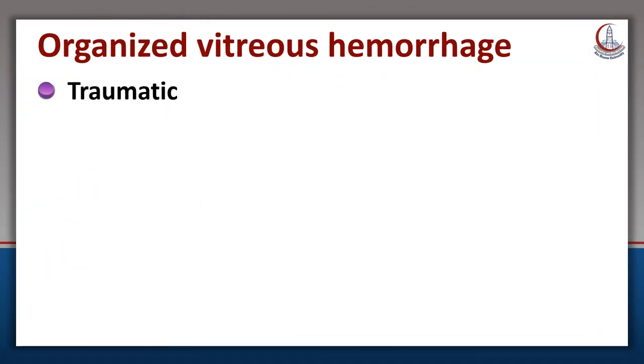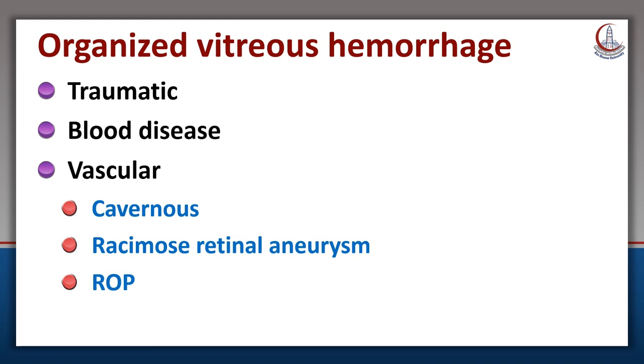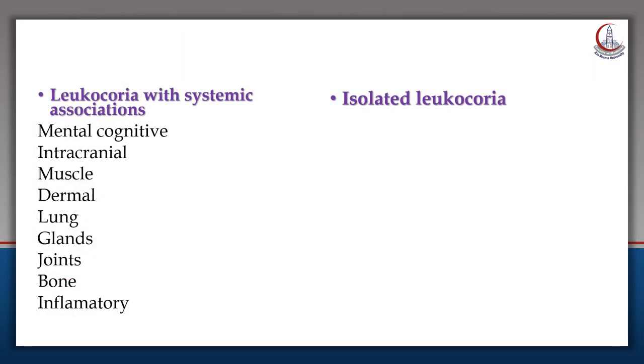Also, we said leukocoria can be caused by organized vitreous hemorrhage. This organization may be traumatic, may be a blood disease, bleeding tendency, may be leukemia, lymphoma, or may be a vascular lesion of the retina like cavernous hemangioma, racemose retinal aneurysm, retinal artery aneurysm, in which there is vitreous hemorrhage, or retinopathy of prematurity, or intraocular tumor can present as vitreous hemorrhage. So we have leukocoria with systemic associations, which might be mental, cognitive, intracranial, muscular, dermal, lung, glands, joints, bone, or inflammatory features, or isolated.